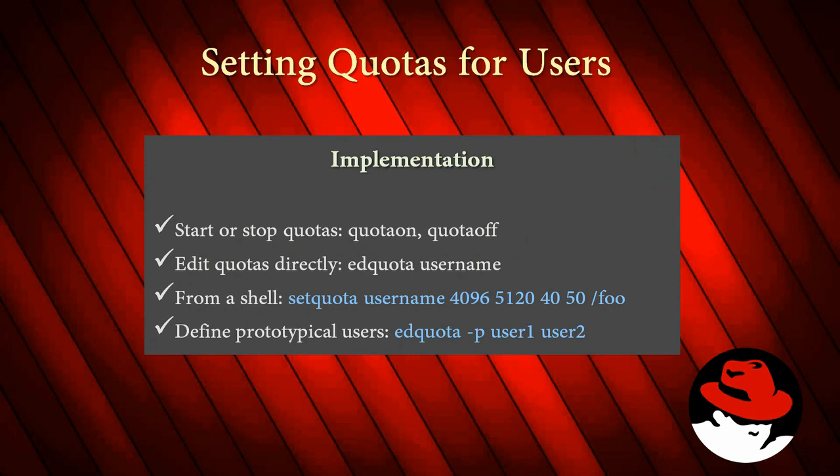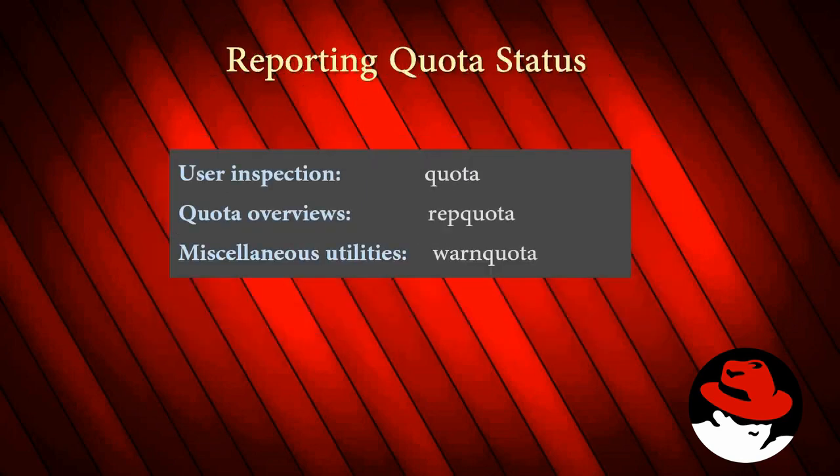Then you can define prototypical users with edquota. You can edit and copy the same thing for multiple users. You can report quota status with three options. User inspection can be done with the quota command. Quota overviews can be done with repquota, and the miscellaneous utilities can be monitored with warnquota.